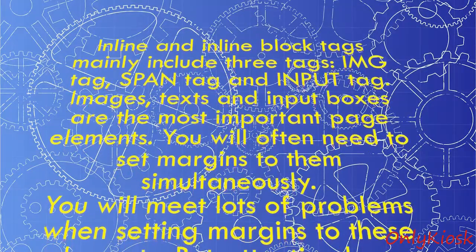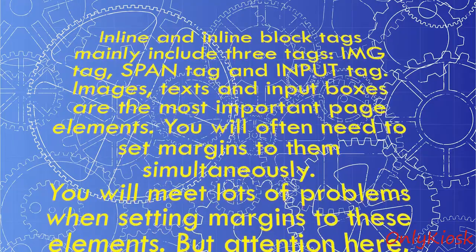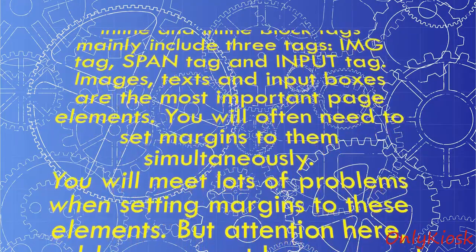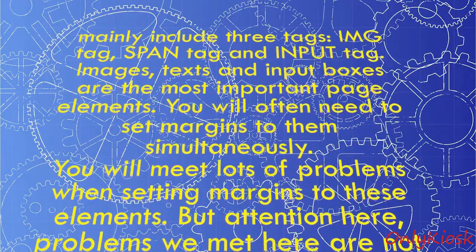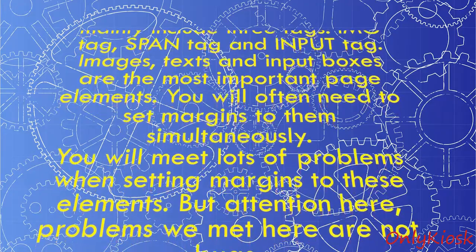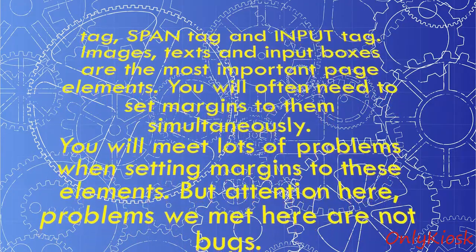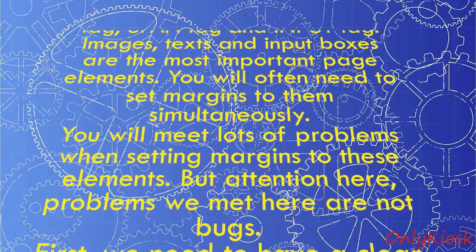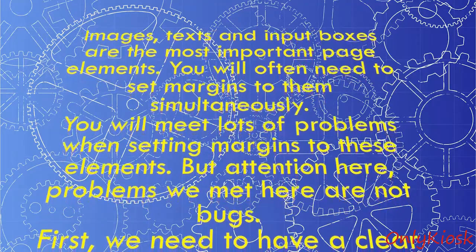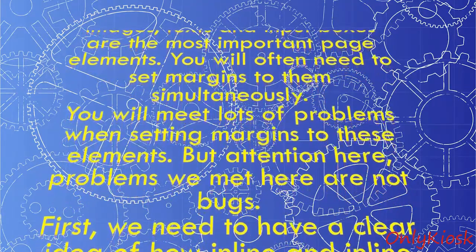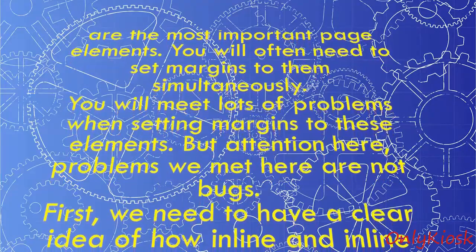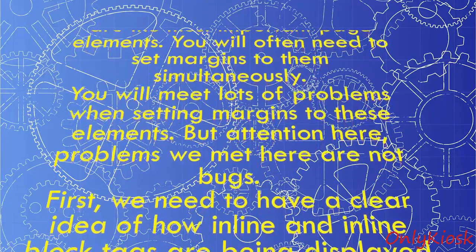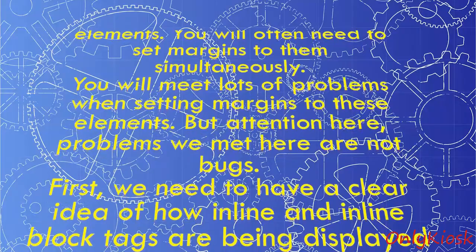Inline and inline block tags mainly use three tags: img tag, span tag, and input tag. Images, text, and input boxes are the most important page elements. You'll often need to set margins to them simultaneously. You'll meet lots of problems when setting margins to these elements, but remember, problems we meet here are not bugs.